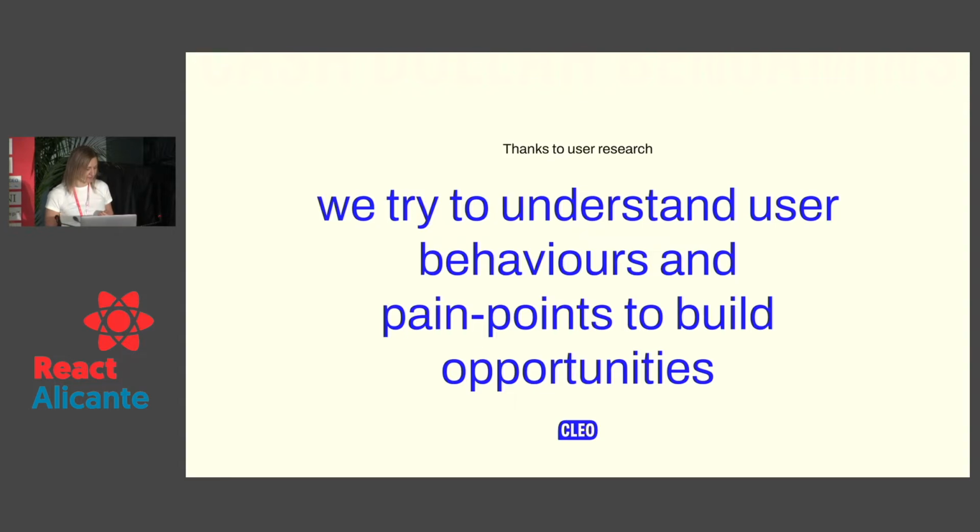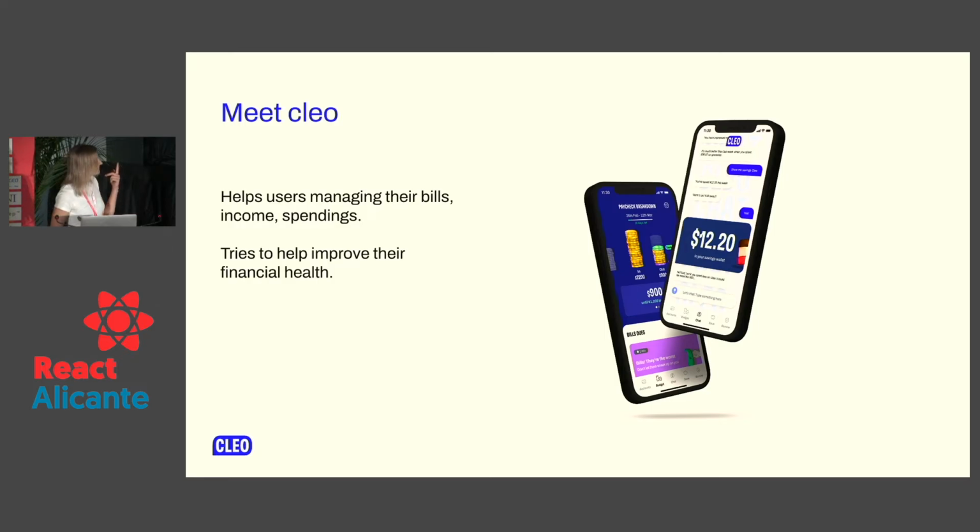So that's what we want to really do: understand users' behaviors and pain points to build opportunities. And I wanted to show my current company app, Clio, as a use case. We are a fintech company which operates in the US, and our mission is around improving the financial tech of Gen Z people in the US. As you probably know, the financial situation of young people in the US is hard most of the time.